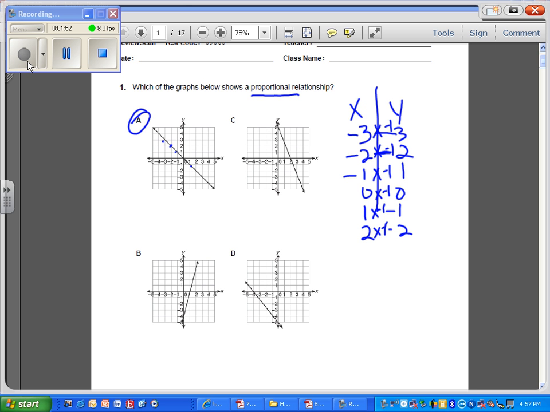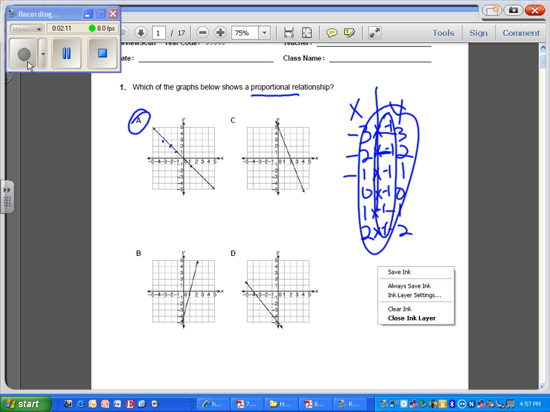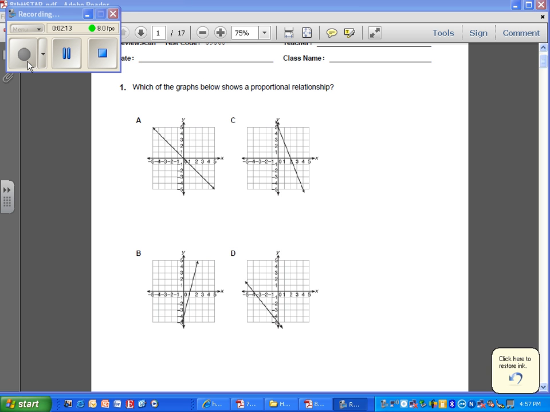You could set up these others, but just looking at it, I know that I'm not doing the same thing every time. Hopefully you're just going to get to a point where you can just identify a proportional relationship. But this is what we're really looking for, that middle operation. Am I doing the same thing every time to the x to get to the y? So just keep that in mind when you're looking for proportionality.